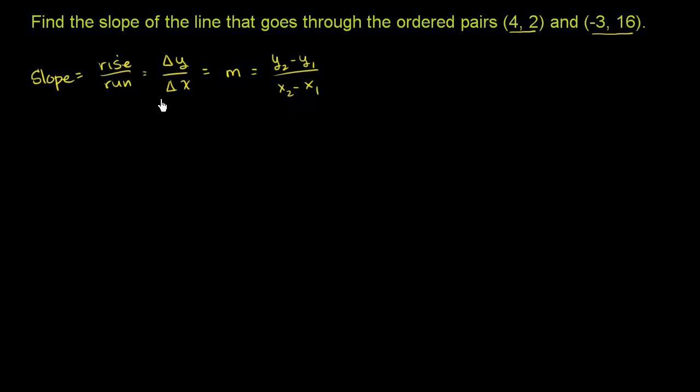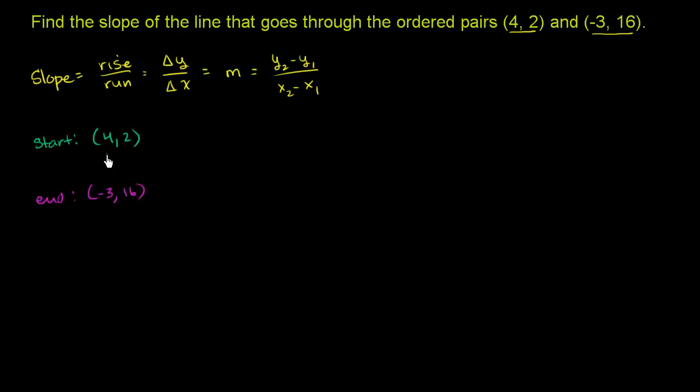Whatever of these work for you, let's actually figure out the slope of the line that goes through these 2 points. We could do it both ways. We could start at this point and go to that point and calculate the slope, or we could start at this point and go to that point. So let's do it both ways. Let's say that our starting point is the point (4, 2), and our endpoint is (-3, 16).